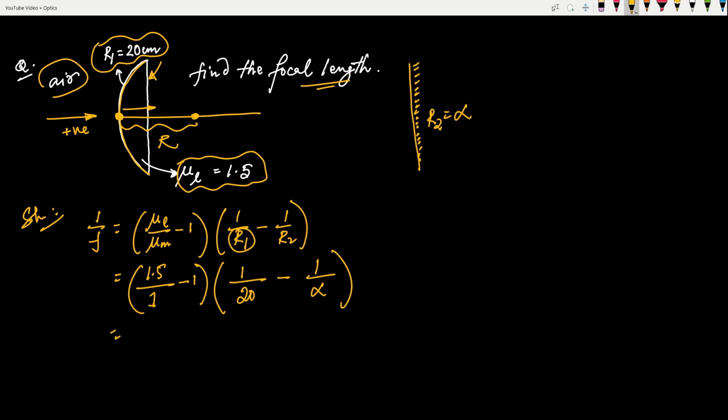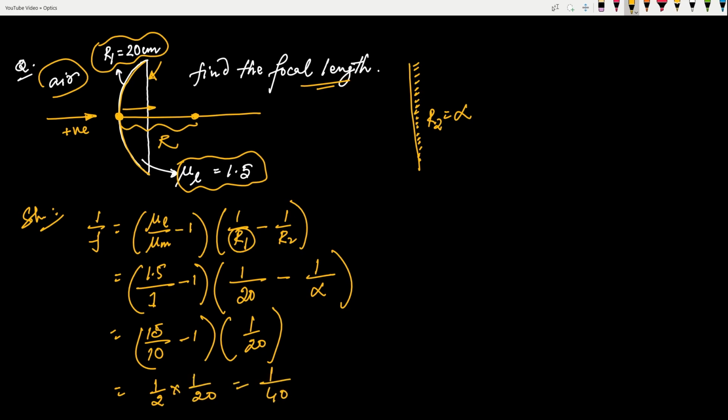And if you solve this, we know 1 by infinity is 0. But let's solve this. 1.5 by 1. You can write this as (1.5 minus 1) by 1 by 20, and then if we solve this, we will get that it is half multiplied by 1 by 20, which is nothing but 1 by 40. Therefore, we can say the focal length is 40 centimeter, which is positive.